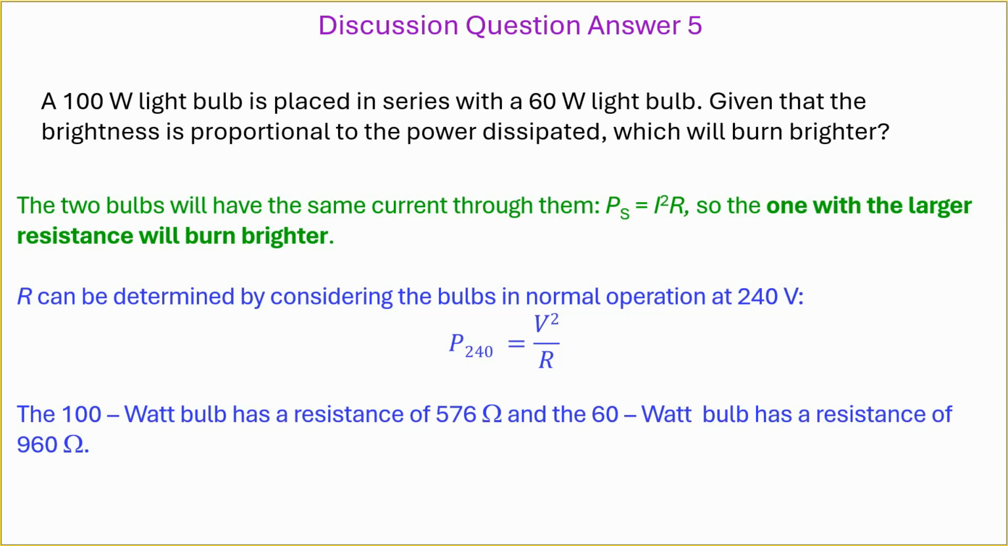So the 60 watt bulb has more resistance, so it dissipates more power. So the 60 watt burns brighter. Okay, so the answer is A. Even though it has a smaller power rating, the 60 watt bulb will glow brighter because it has more resistance, and for a constant current circuit, a series circuit, resistance is proportional to power.